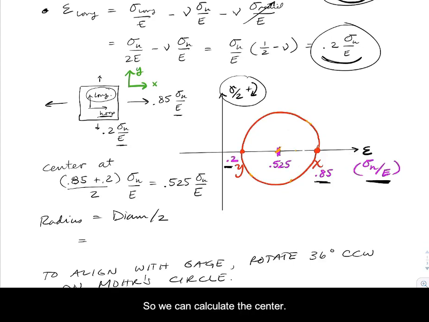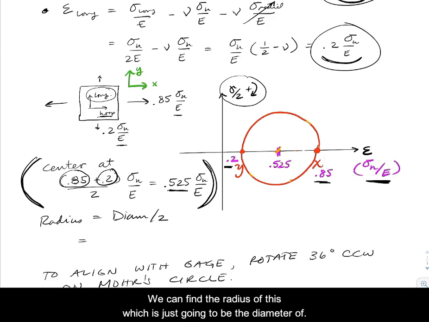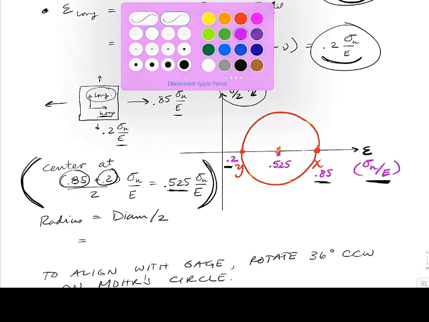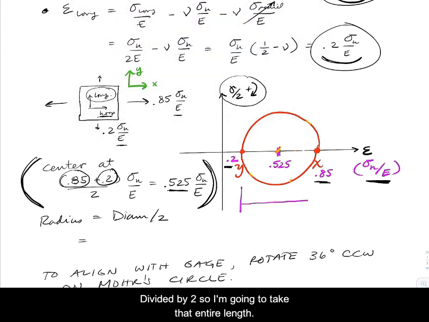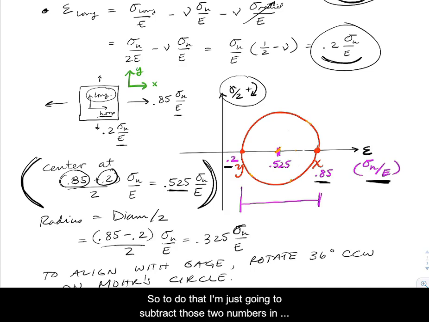So we can calculate the center of the circle. Just take the two normal strains and divide by 2. So we get 0.525. We can find the radius of this, which is just going to be the diameter divided by 2. So I'm going to take that entire length. To do that, I'm just going to subtract those two numbers and divide by 2.